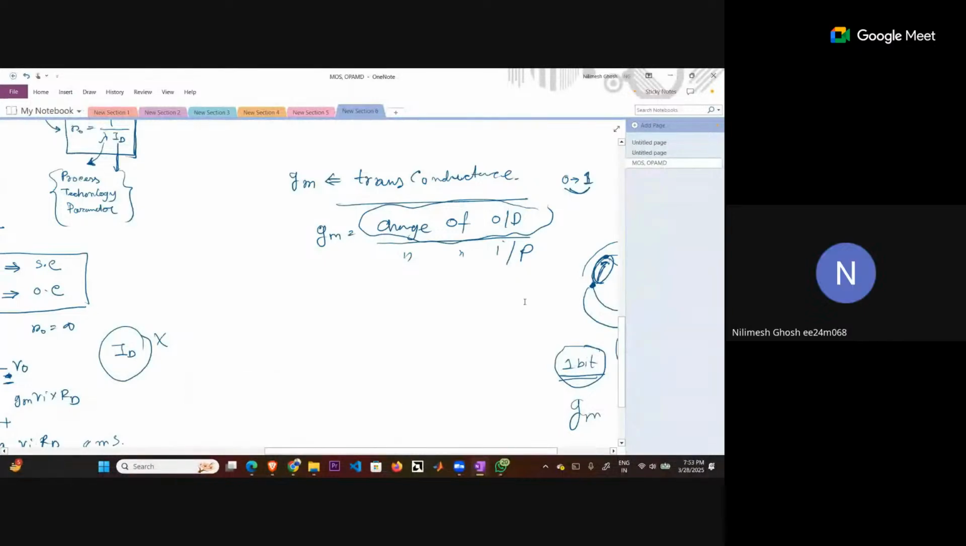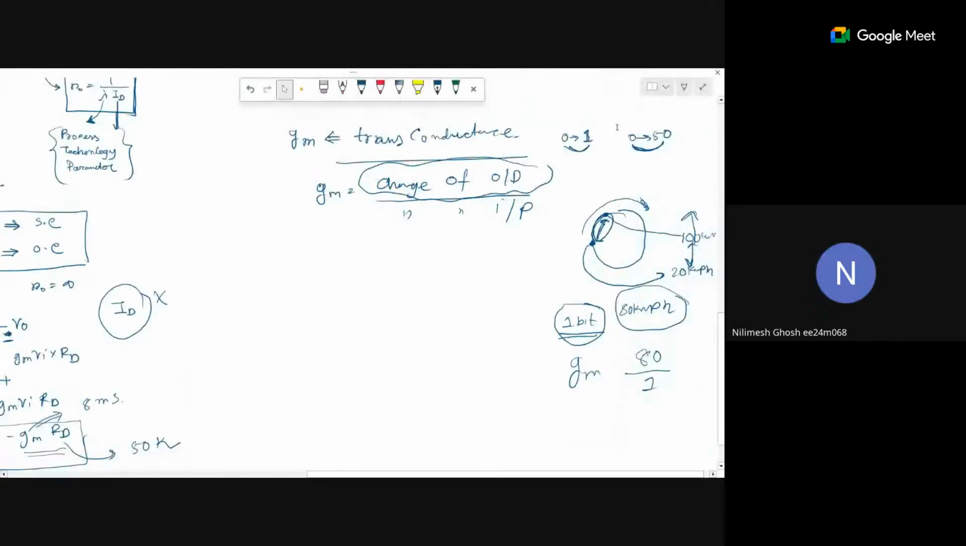Okay, so this is the physical interpretation of gm. Now in a particular MOS circuit, what is the output? What do we want? ID, right? This ID we want. So the output will be in terms of ID. So ID is the output, and we want the change in ID.